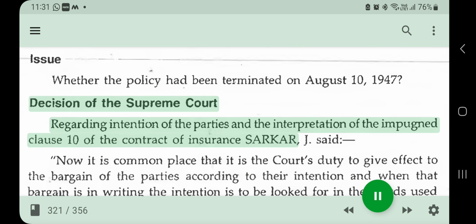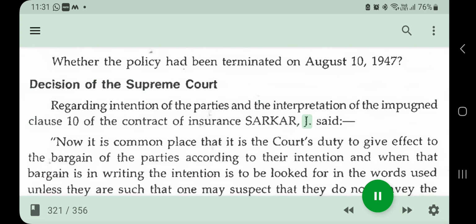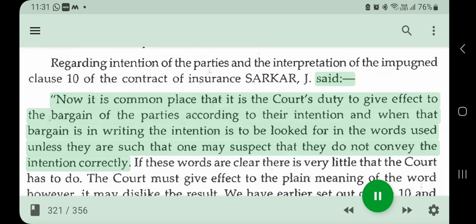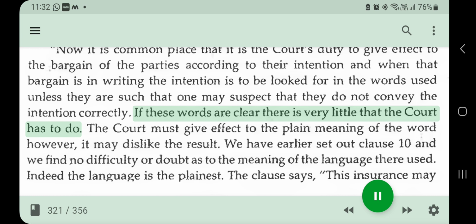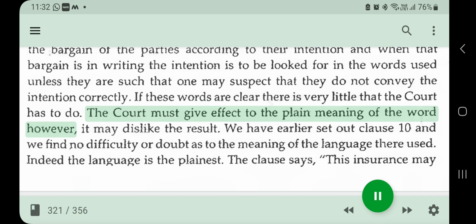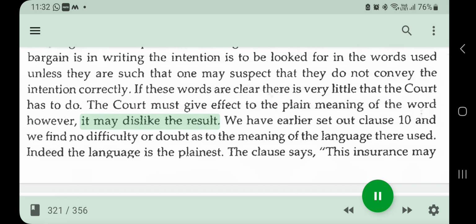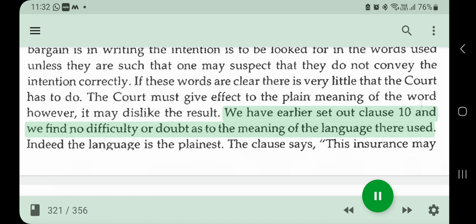Decision of the Supreme Court regarding intention of the parties and the interpretation of the impugned Clause 10 of the contract of insurance. Sarkar, J. said, now it is commonplace that it is the court's duty to give effect to the bargain of the parties according to their intention, and when that bargain is in writing the intention is to be looked for in the words used unless they are such that one may suspect that they do not convey the intention correctly. If these words are clear, there is very little that the court has to do. The court must give effect to the plain meaning of the words, however it may dislike the result. We have earlier set out Clause 10 and we find no difficulty or doubt as to the meaning of the language there used.